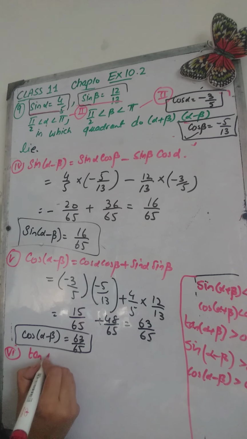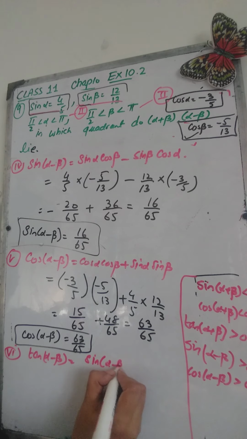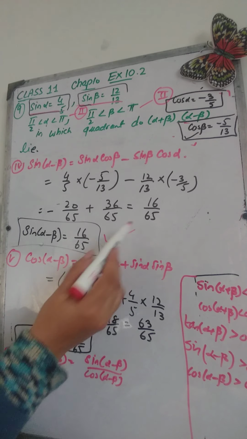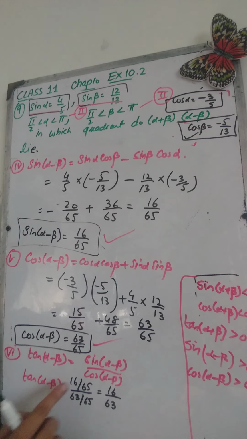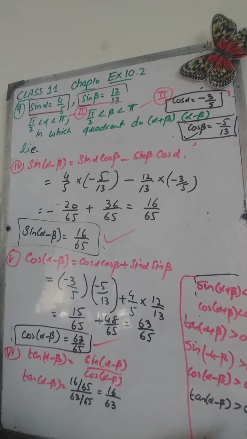Okay, the last part is to calculate tangent of alpha minus beta. We know that tangent of alpha minus beta can be written as sine of alpha minus beta over cos of alpha minus beta. We have calculated sine of alpha minus beta over here and cos of alpha minus beta over here. I am going to put the values of these two to get tangent of alpha minus beta, putting the values of sine of alpha minus beta 16 over 65 and cos of alpha minus beta 63 over 65, it is equal to 16 by 63. So tangent of alpha minus beta is a positive quantity.